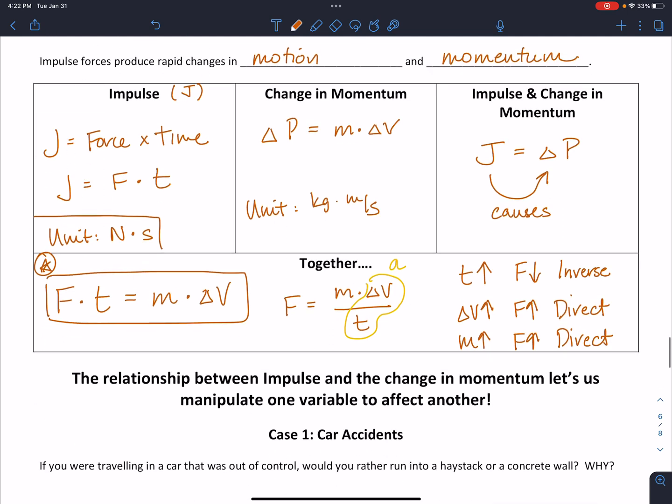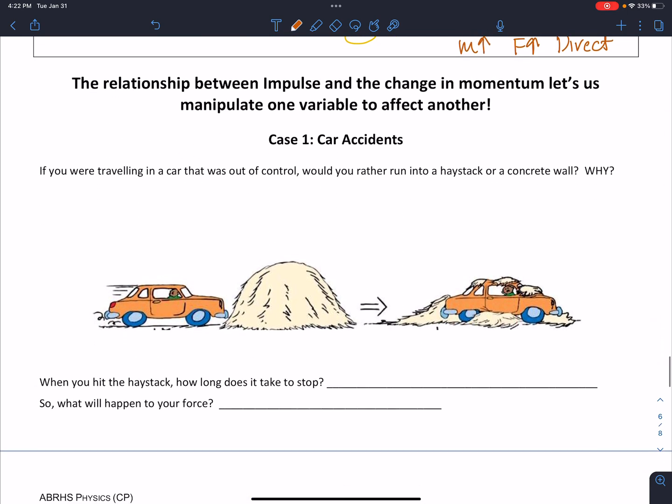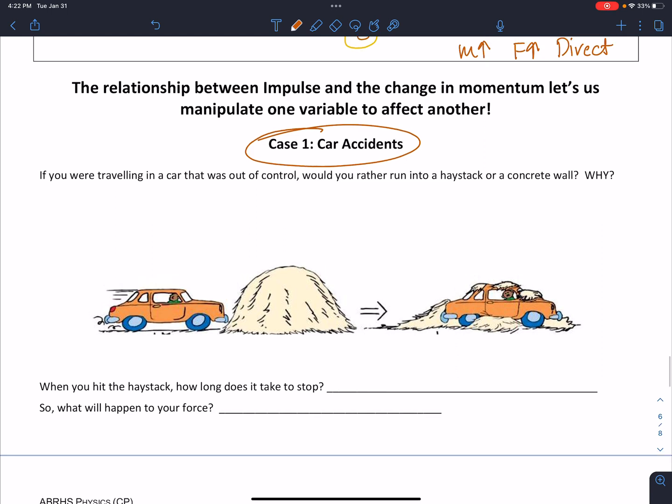So let's look at a couple situations where these relationships are important. The first one we're going to look at is car accidents. Now we're going to think about it in two different ways. You're traveling in a car and that car is out of control. You have a choice as to how you're going to stop the motion of your car. You can either run into a haystack or you can run into a concrete wall. Which would you choose? Most people are going to choose the haystack, mainly because it seems softer. So the question is, why is it a better choice to run into that haystack versus a wall?